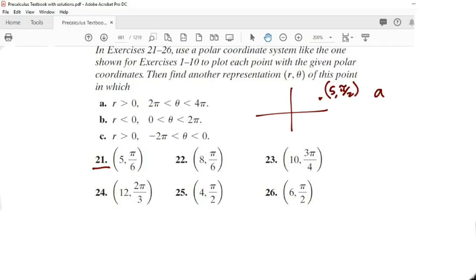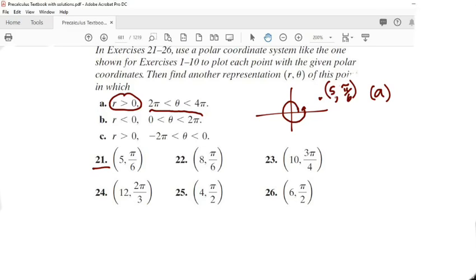Oh, okay, so A. We have to get this point, but our angle has to be between 2 pi and 4 pi, and our radius has to be positive. So if I go all the way around, there's 2 pi, right? How much more do I have to go to get to this angle right here? I have to go pi over 6. Oh, dang it, it's supposed to say pi over 6. My bad. Pi over 6.